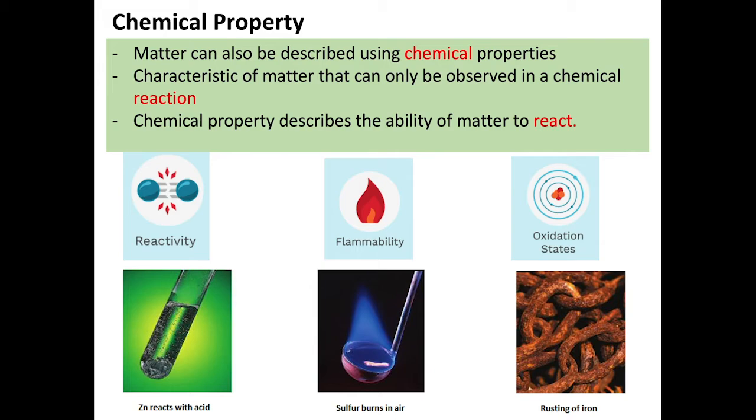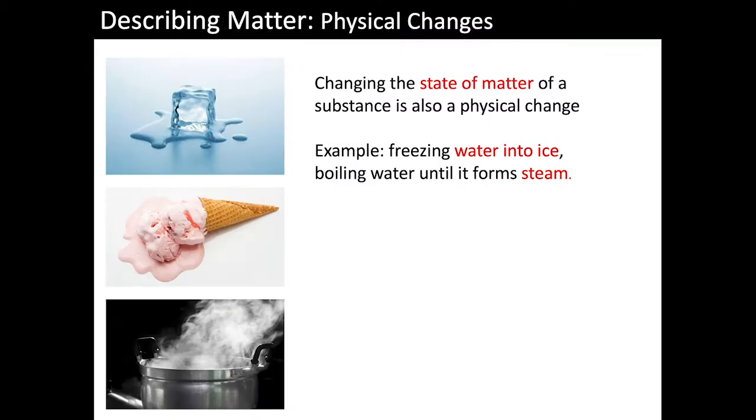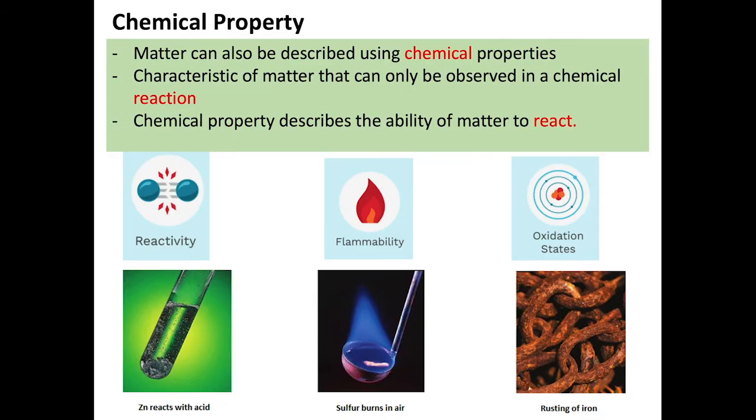Chemical properties are a little bit more interesting. Physical properties are things we can just observe about the matter, like changes of state, or physically ripping up or cutting up the matter, but it's not changing the chemical properties. Chemical properties, on the other hand, are characteristics of matter that we can only observe in a chemical reaction. We can't see that iron is rusting unless that chemical reaction is occurring. Sometimes you see this very obviously. Sometimes it's very subtle and it takes a long amount of time. So chemical properties describe the ability of matter to react.